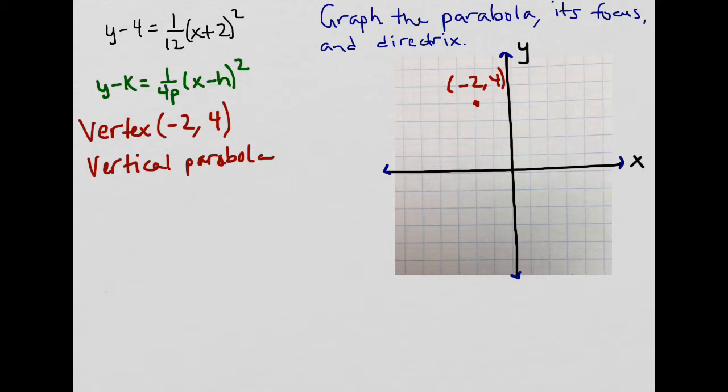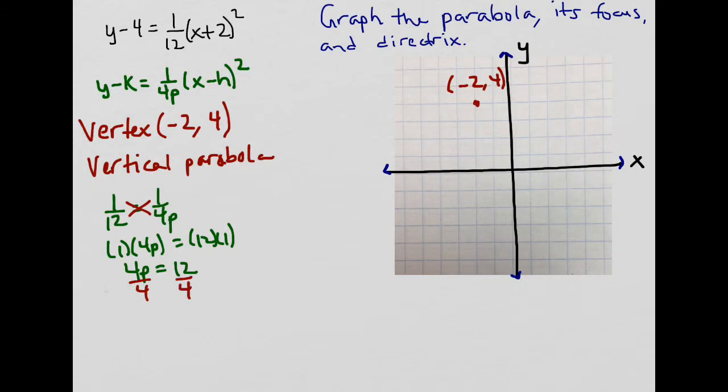So the next thing I need to find is the p. Well, if you compare these two equations, the constant that's in front of my squared term, 1 over 4p and 1 over 12, are equivalent. So I'm just going to go ahead and write a fraction like that. So 1 over 12 equals 1 over 4p, and I'm going to do some cross multiplication. So 1 times 4p equals 12 times 1. So 4p equals 12. If I divide both sides by 4 to get p by itself, then p equals 3.